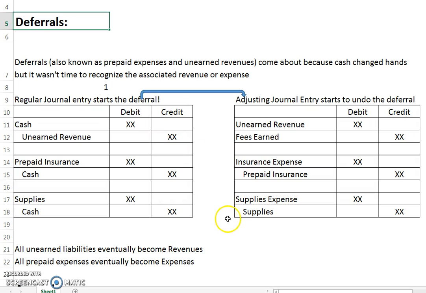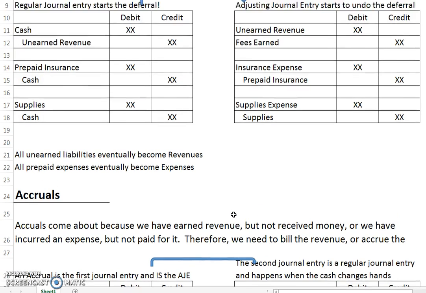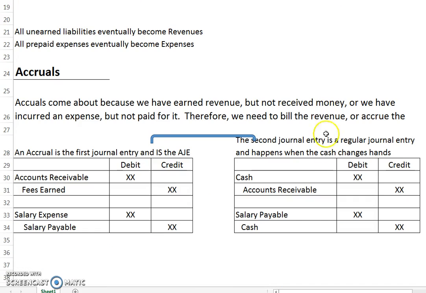And lastly, the point I want to make is that oftentimes your textbook question will be asking you for just a piece of this, usually the adjusting journal entry part. It'll ask you for this part, or for the accrual, just this part. But it helps to know where we start and where we end with all of these journal entries.